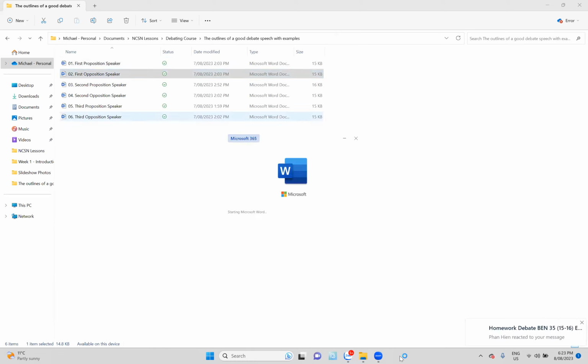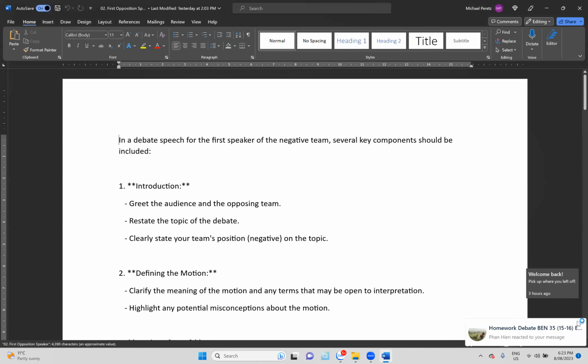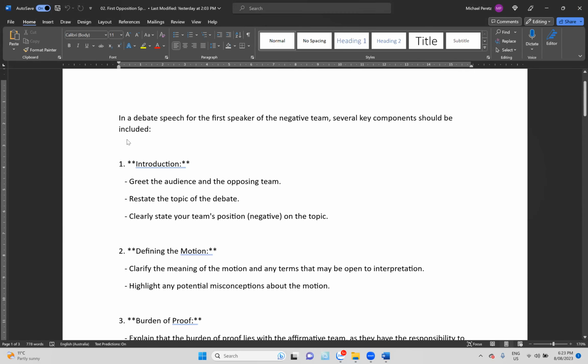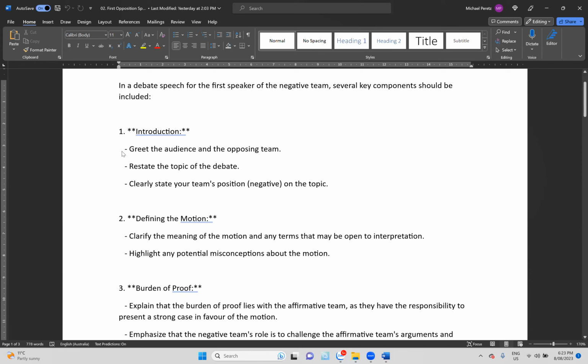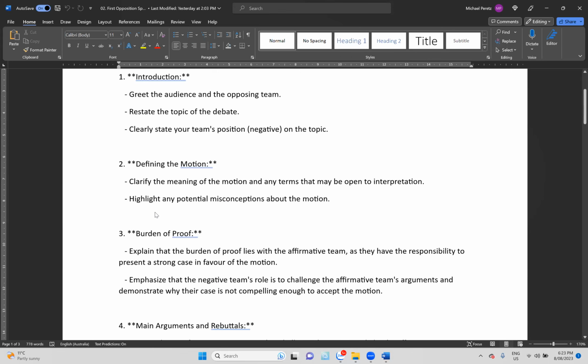And after the first proposition speaker, we have the first opposition speaker. So the first opposition speaker will also make an introduction, greet the audience, their opposing team and the judges. They will restate the topic of the debate and they will make sure that they're very clear about their team's position that they're against the motion. They'll go on to redefine the motion in their own way.